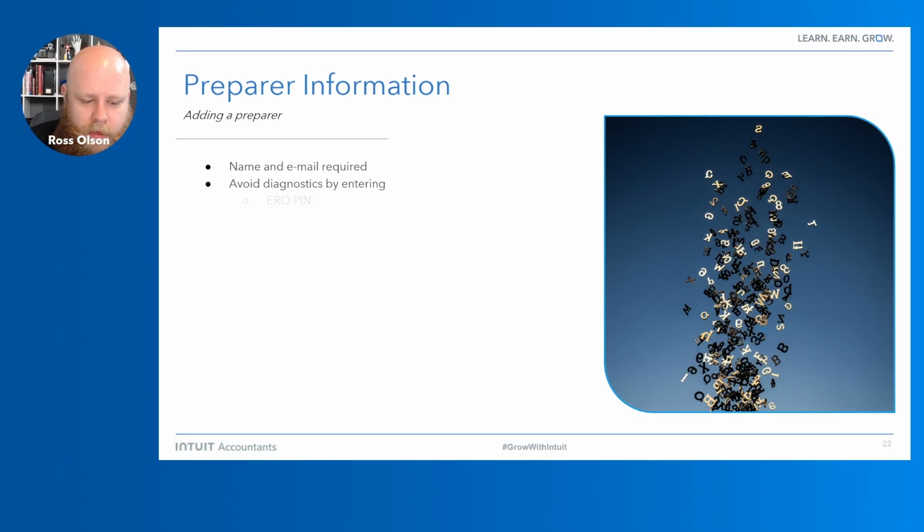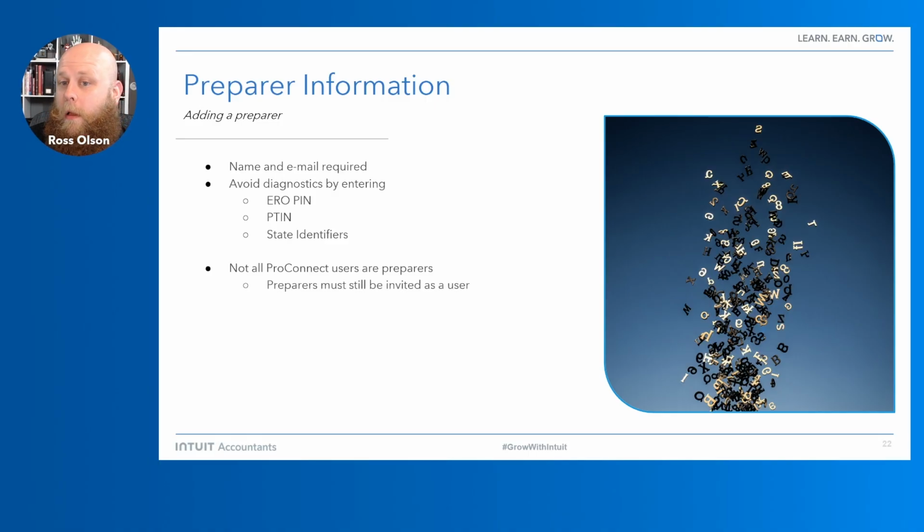But you need to make sure you include these key details. Make sure you have their name, their email, their ERO PIN, their PTIN, and any state identifiers that they may need. As I mentioned, not all ProConnect users are preparers, but all preparers are going to be invited as a user. So users are the more broad term for anyone that's going to be inside of ProConnect Tax. Anyone who signs into ProConnect Tax will be a user, but preparers are more of a special type of user. They're the individuals whose name and details are associated with the return as the paid preparer. So keep that in mind as well.